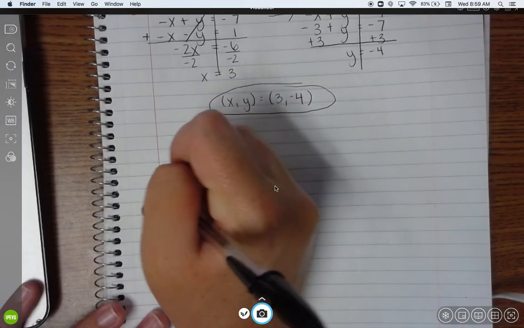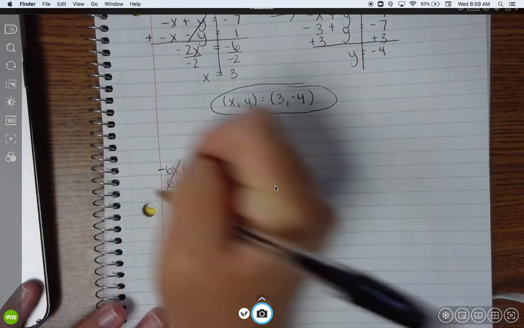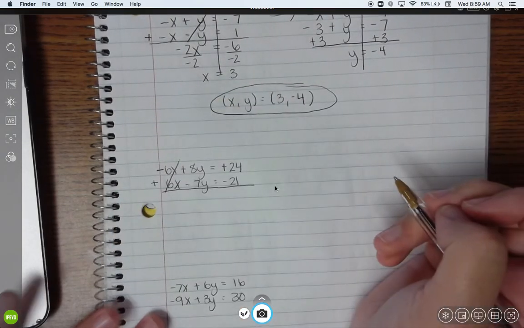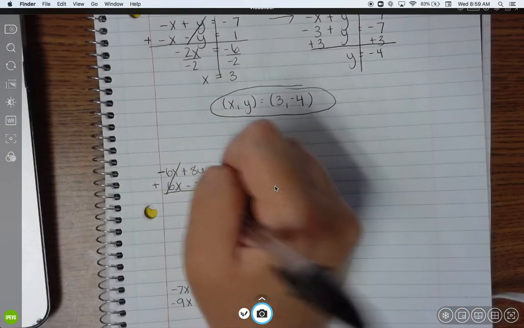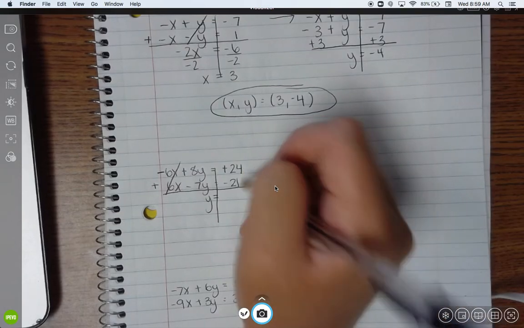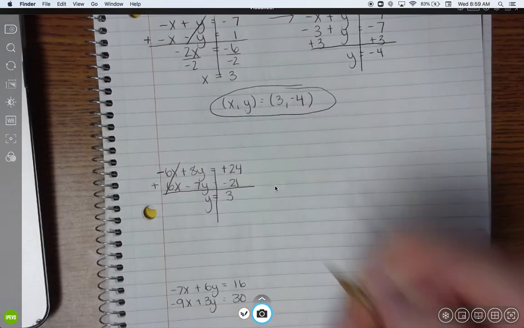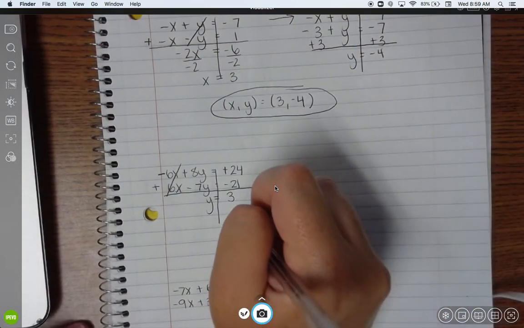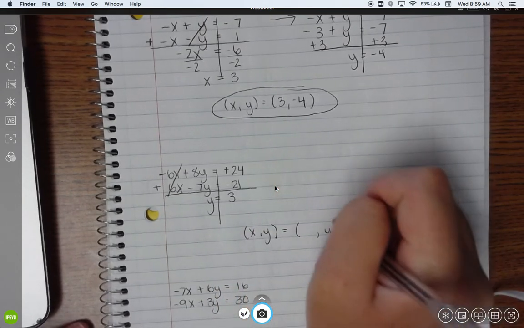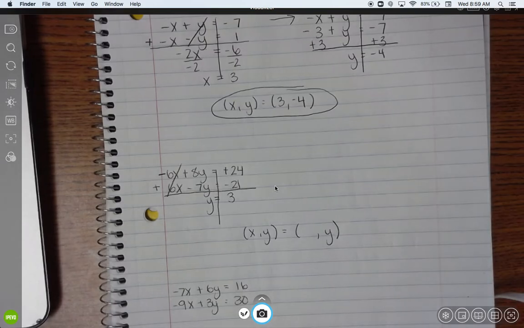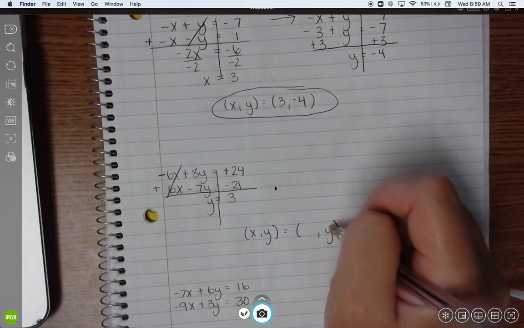Now 6x and negative 6x can eliminate. Everything else gets added. 8y plus negative 7y is just 1y. And 24 plus negative 21 is 3. So in my ordered pair x, y, I know that y is 3. Oops, I wrote a y instead of a 3.